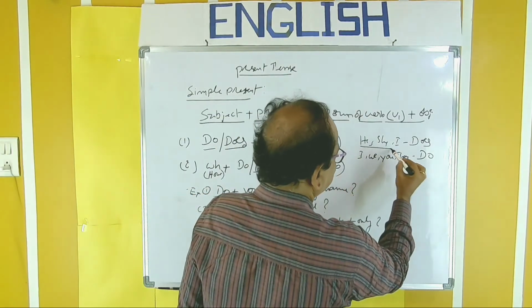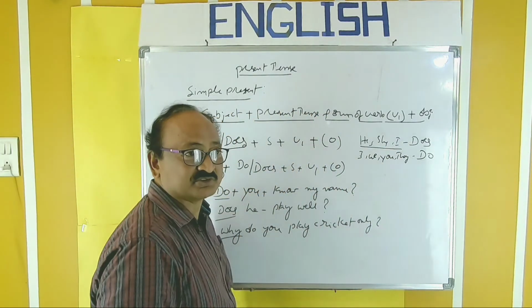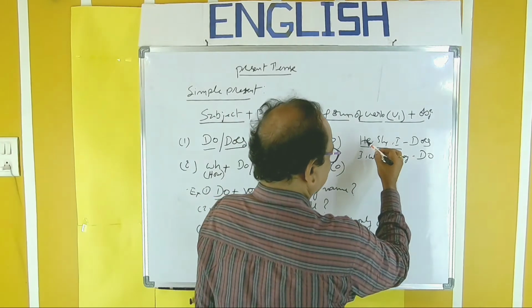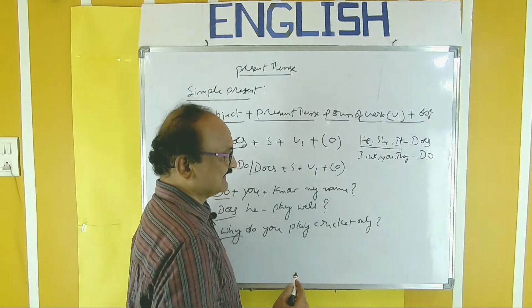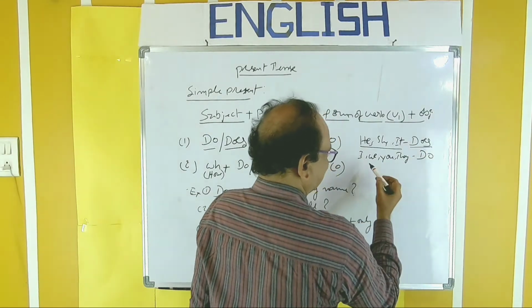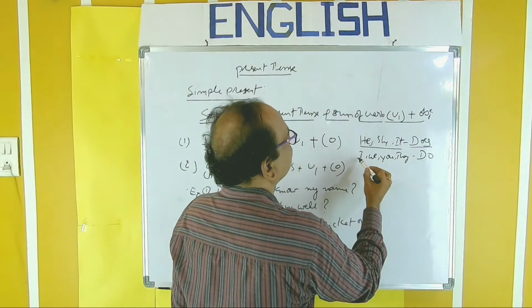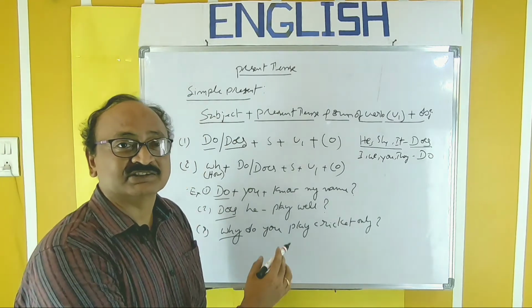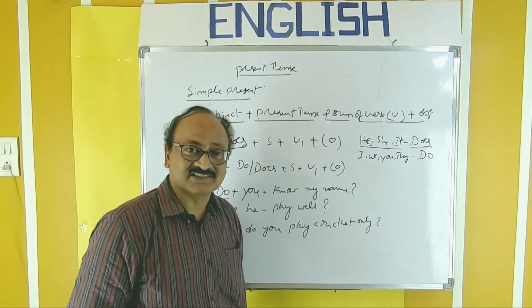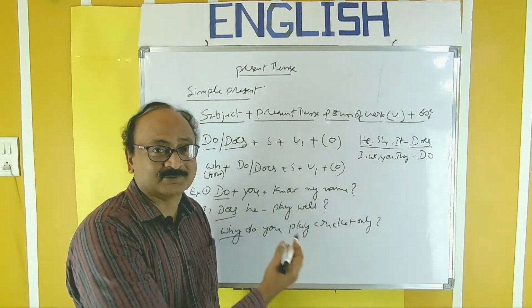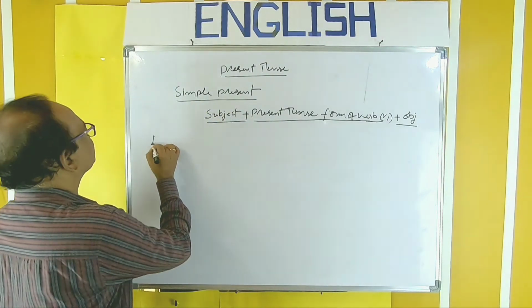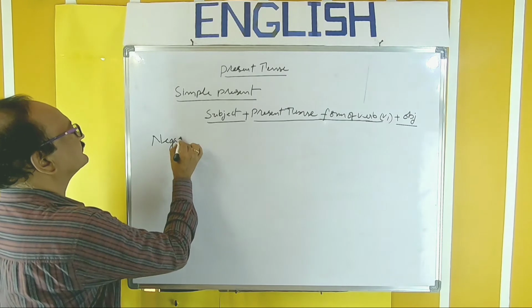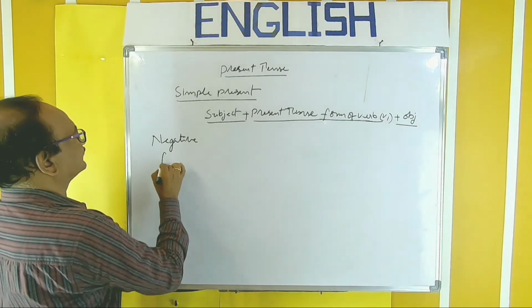So you have to remember this also. Where should we use do or does? He, she, it. You have to use does. And for other subjects, I, we, you, they, you have to use do. This is interrogative form. Next, negative form.